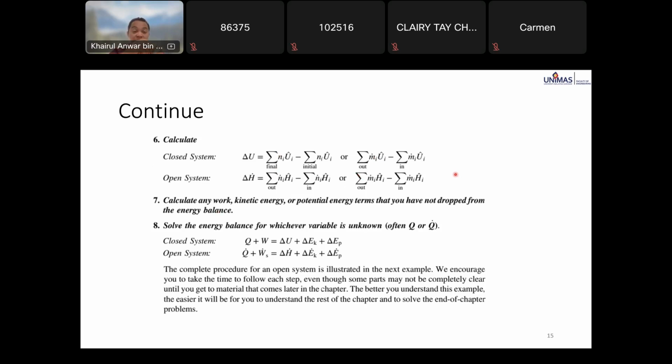Calculate any work, kinetic energy and potential energy terms that you have not dropped from the energy balance. Those terms you need to refer to in the previous chapter, under mechanical energy balance. Then solve the energy balance for whichever variable is unknown.